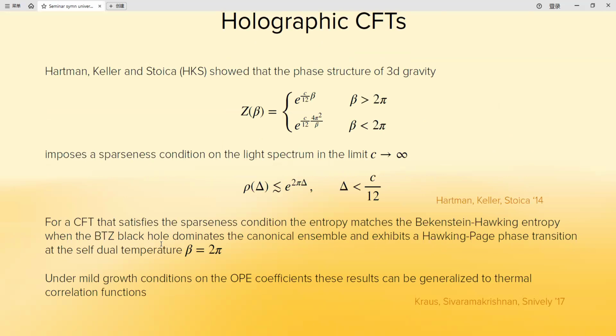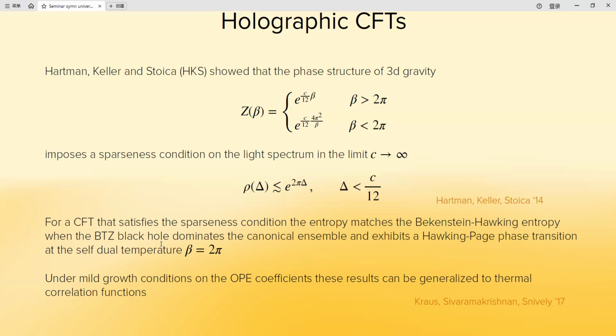And the main result, the result that really got things going in this program, was worked out by Hartman, Keller, and Stoica, or HKS, who showed that having the correct phase structure of 3D gravity, which I wrote here in CFT parameters, imposes a sparseness condition on the light spectrum in the c to infinity limit of the CFT. So if your CFT has a large c limit and its light spectrum satisfies this bound, then the CFT has the correct phase structure, the same phase structure as GR in AdS3.